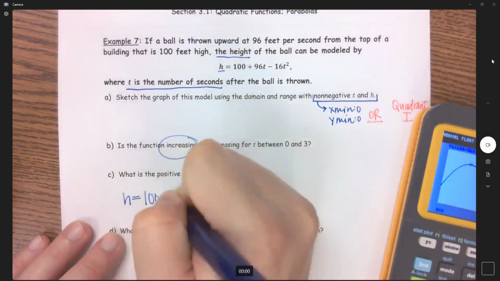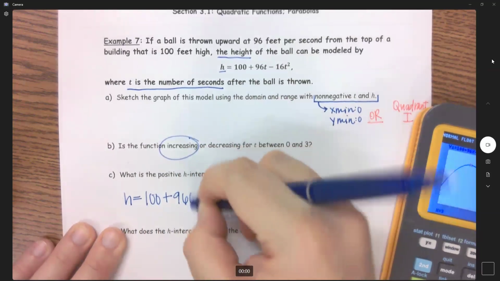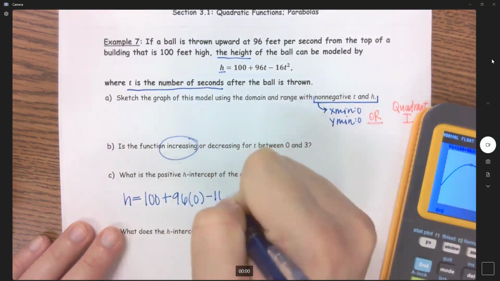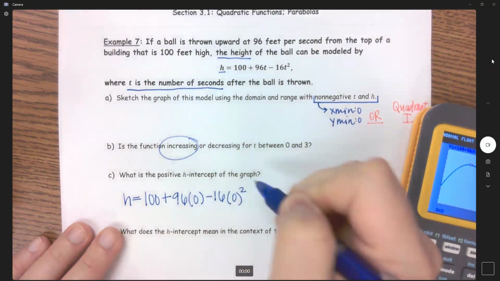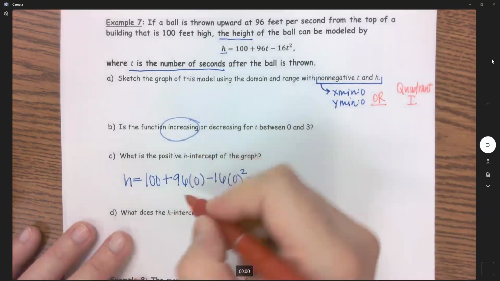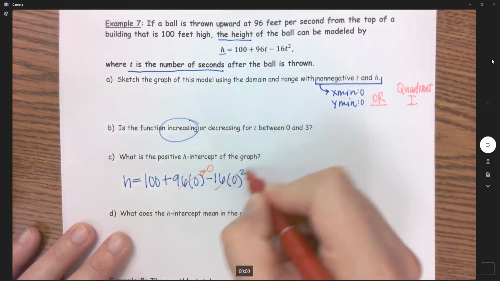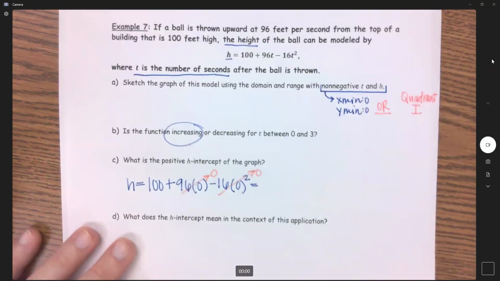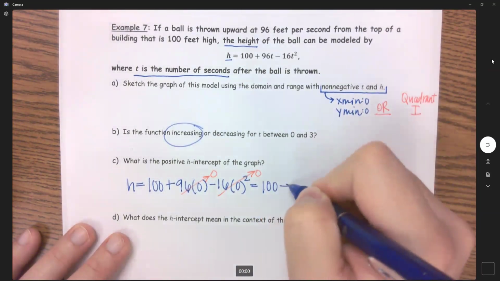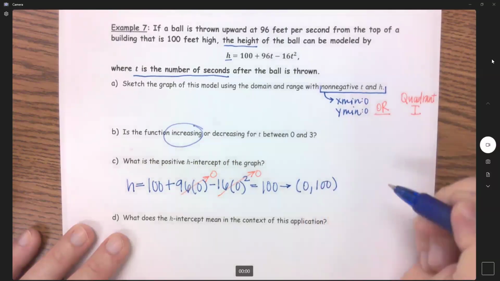So I have 100 plus 96 times 0, minus 16 times 0 squared. This one's very easy to compute. 96 times 0 is 0. 0 squared is 0, and 0 times 16 is 0. So we're left with this 100. That means we have an h-intercept at (0, 100).